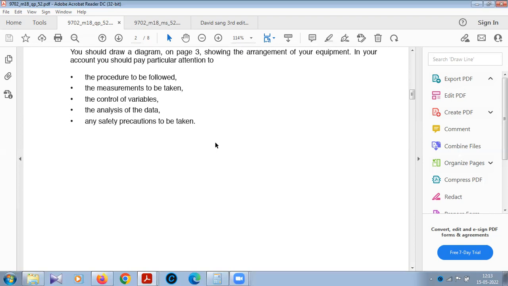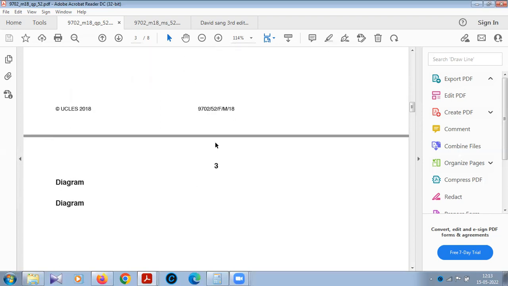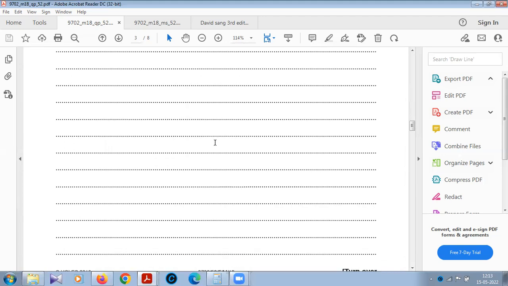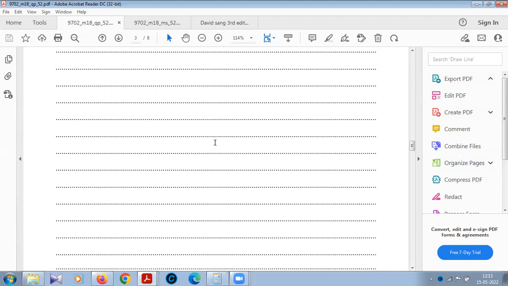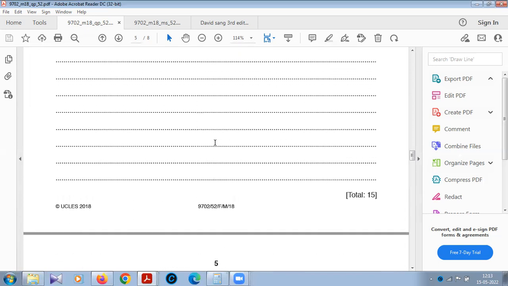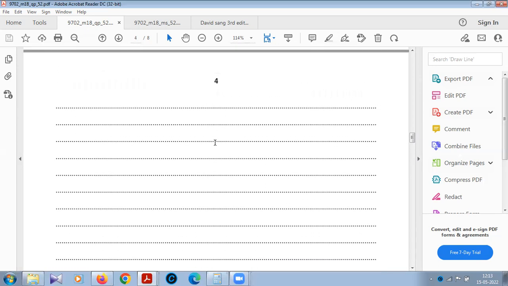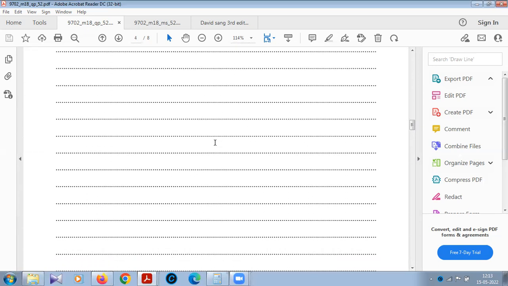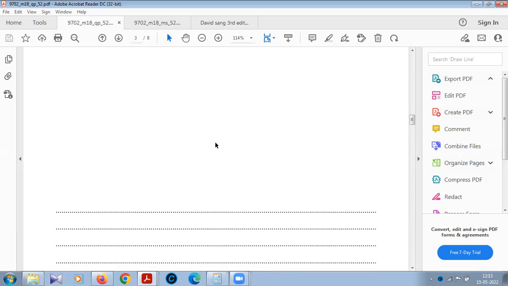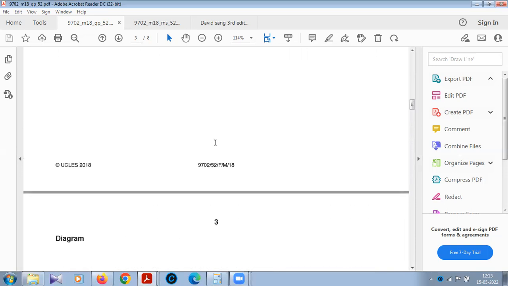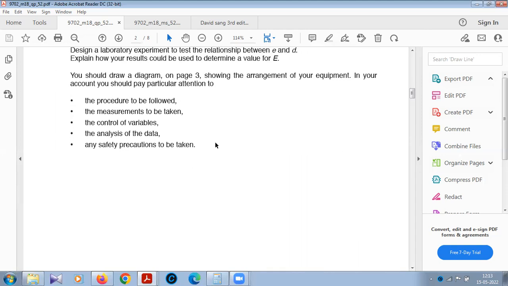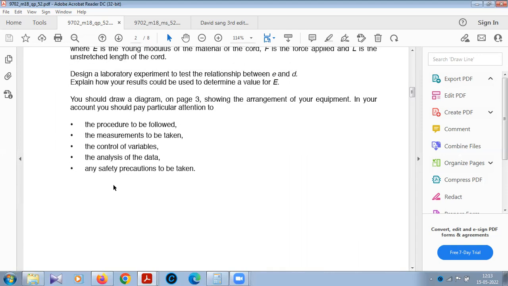So this is it, and space will be given to you for the diagram and for writing all these things: the procedure, analysis of data, the variables, and the precautions.